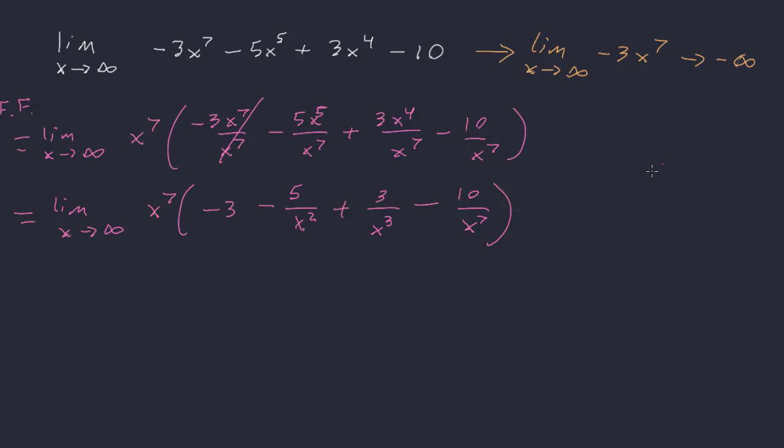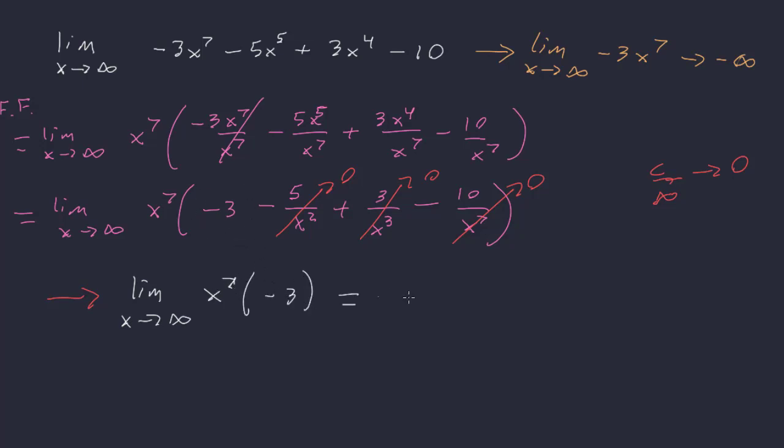here's the part where we're going to use the constant over infinity goes to 0, because each one of these pieces now are going to go to infinity in the denominator. So here we have 5 over infinity, 3 over infinity, 10 over infinity. So these are all going to go to 0, meaning that this whole limit now becomes a limit as x goes to infinity of x to the 7th times, well, all that's left is -3. So in other words, this is the limit as x goes to infinity of -3 x to the 7th, which is just going to be -infinity.